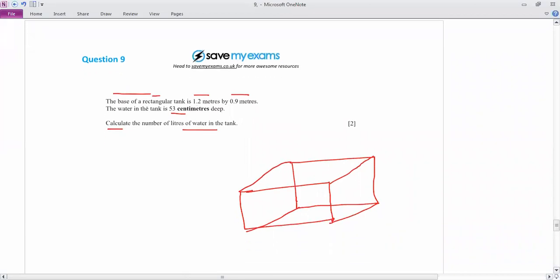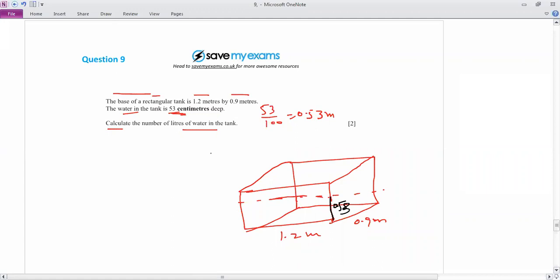It has the base 1.2 meter by 0.9. You can say this is 1.2 meter. This is 0.9 meter. And the water in the tank is 53 centimeter deep. Now, for the depth, change 53 centimeter into meter. It will become 53 over 100, meaning 0.53 meter. If the water is enclosed till this one, this depth is 0.53.